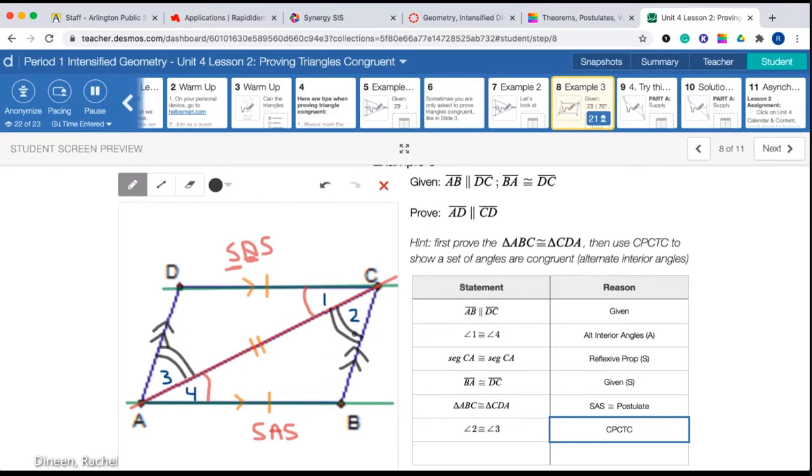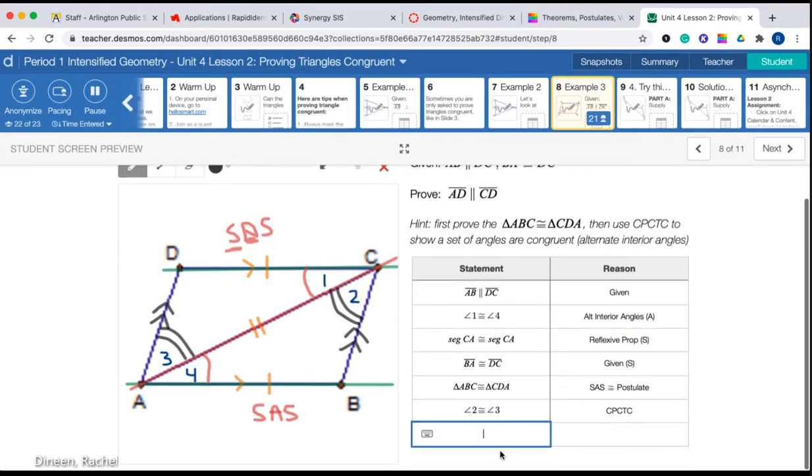All right, so now if angle 2 is congruent with angle 3, then I know, it should say CB, that side AD is parallel to side CB because of alternate interior angles.